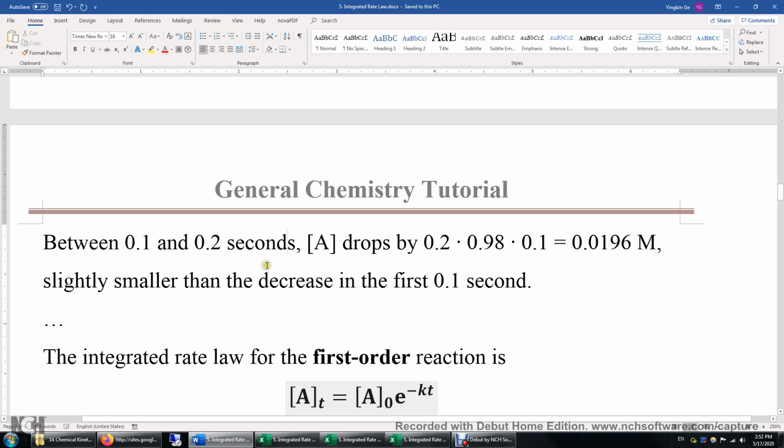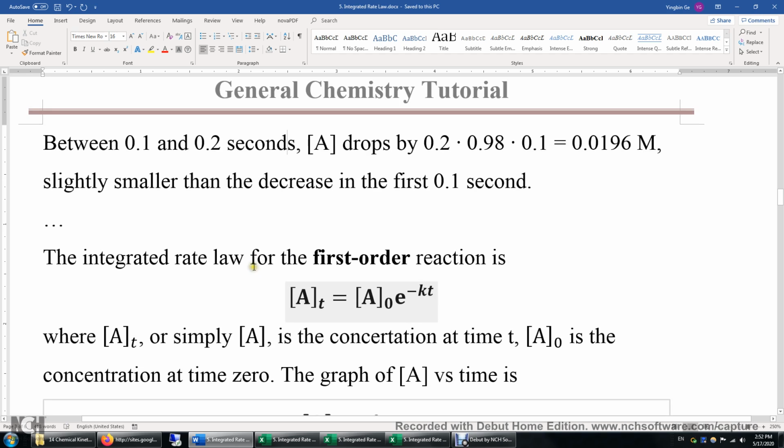All right, so if we keep doing this, eventually you'll get this equation. It looks a little weird. We see this exponential function here, but after you take calculus, you will be able to derive this equation exactly. The concentration of A at time t is equal to the concentration of A at time 0 times an exponential function, e to the power of negative kt.